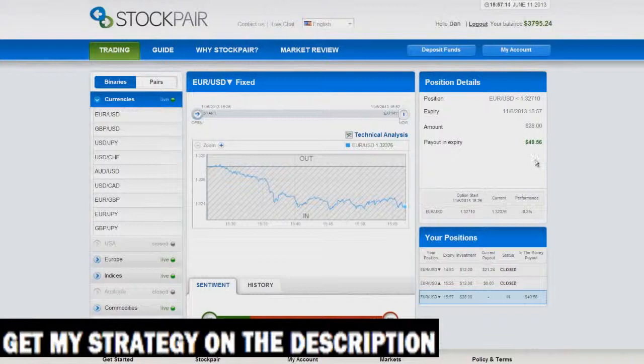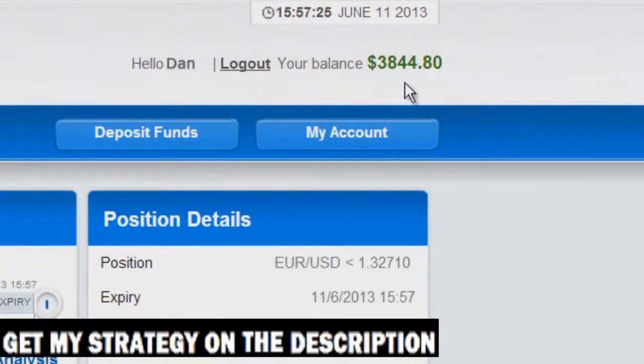It looks like it's going to be a winning trade. We can see the payout here, $49.56. And if we look up here, we can see the account balance has automatically updated. So let's go ahead and just check the trade history again.